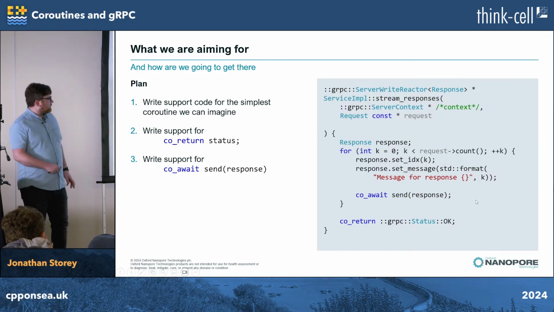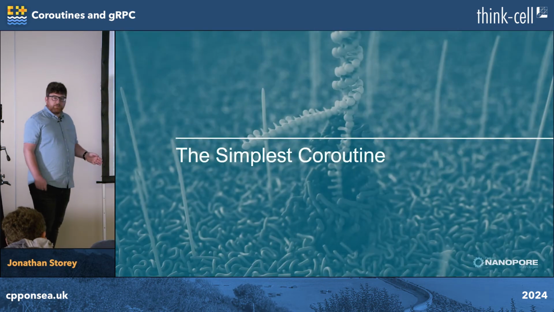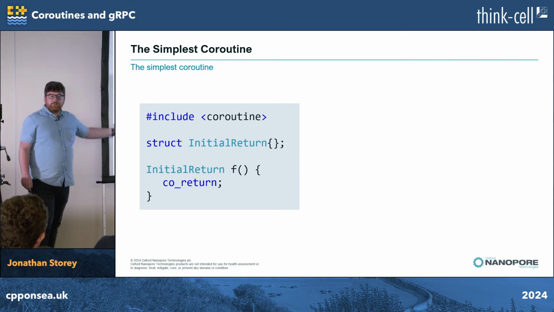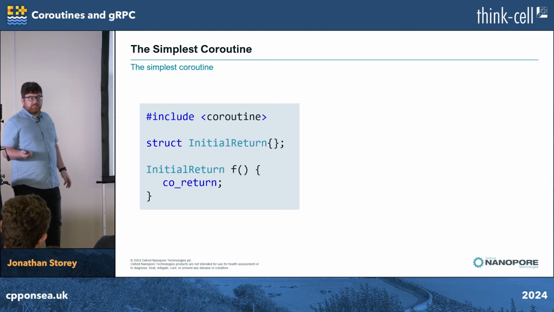And obviously this one is a bit more complicated because we need to resume, whereas in this one we don't need to worry about resuming because we're finishing. So what's the simplest possible coroutine? I think it's this. It does absolutely nothing, but it's got this co-return keyword in there, which means it's a coroutine. So all of the compiler's coroutine machinery kicks in.